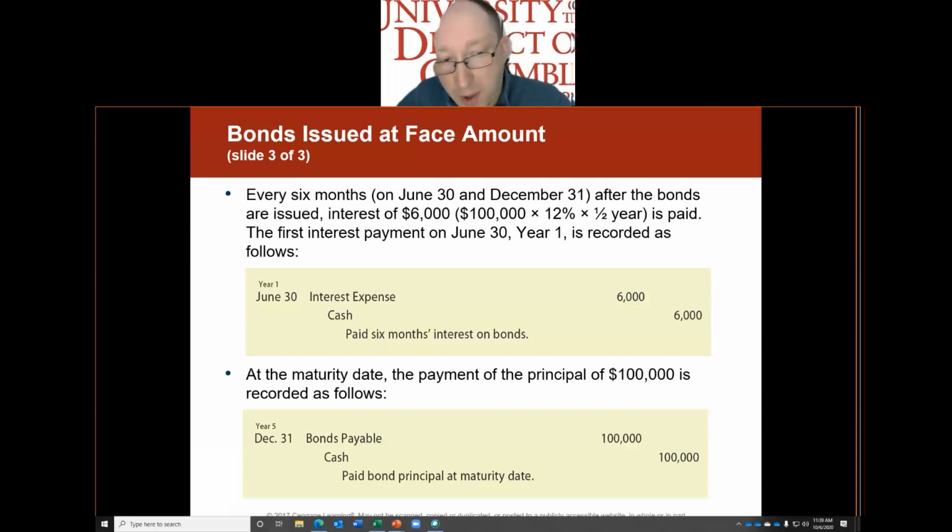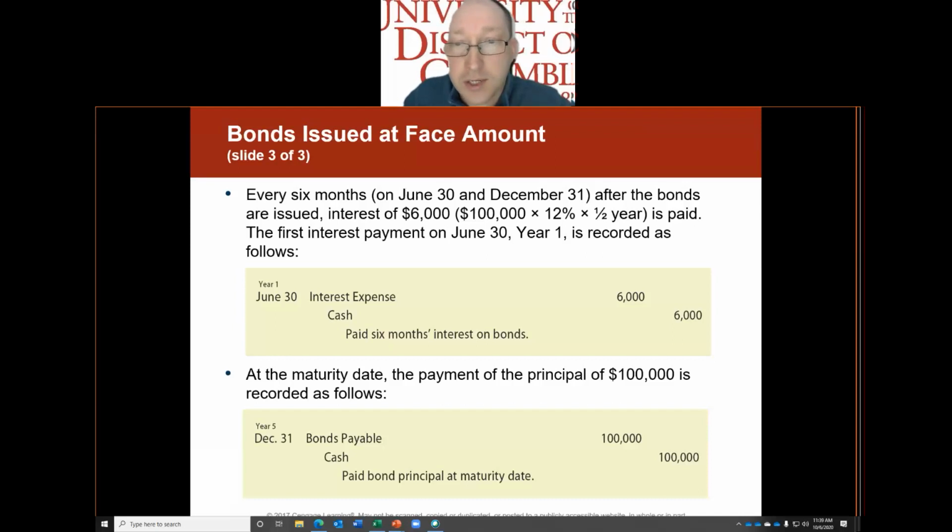Since the bond issuance date was January 1st, the first payment of interest to our bondholder is going to be at the end of June. And then we'll pay him again at the end of December. Remember, semi-annual means we're paying interest twice a year. So on June 30th and on December 31, we're going to pay interest.